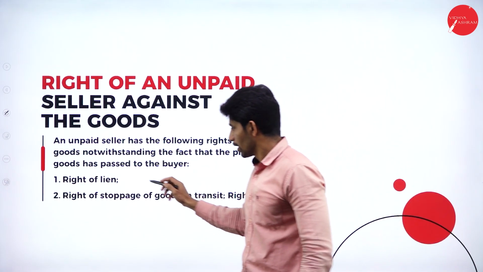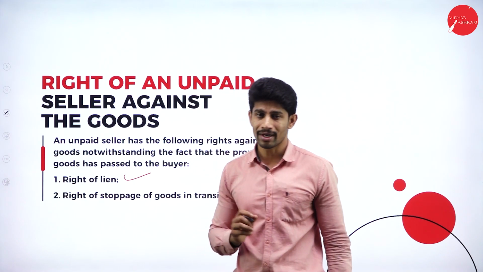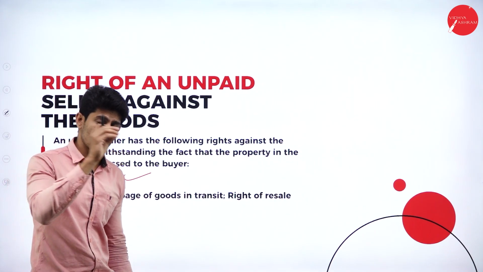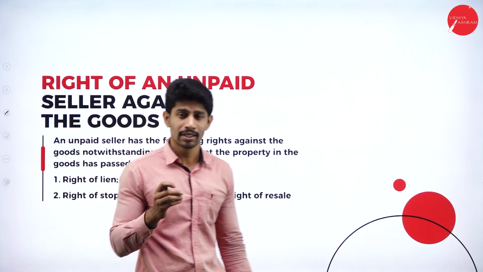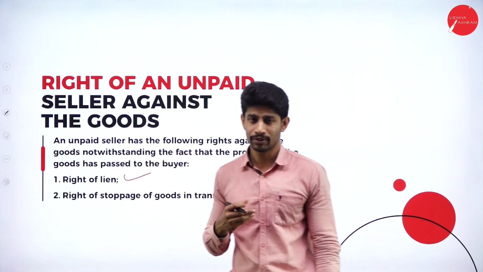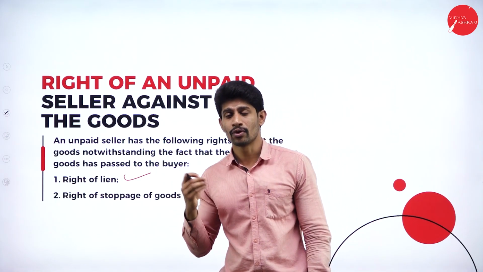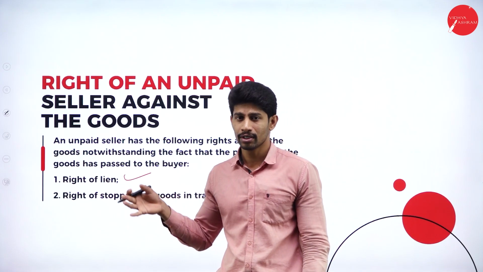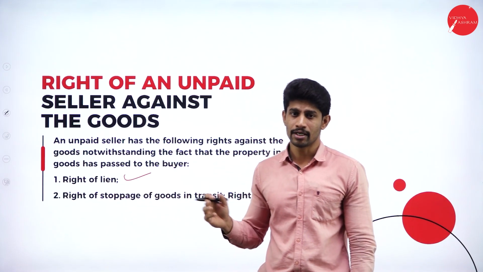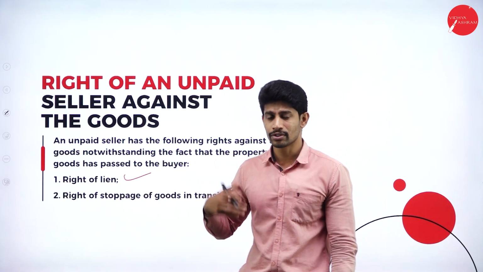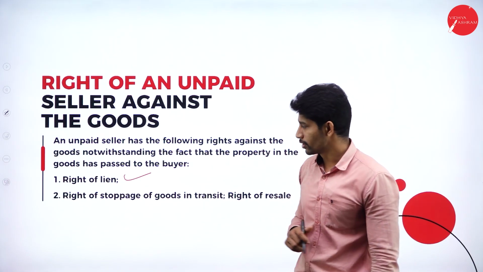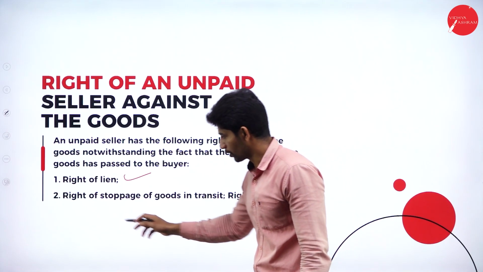Which are those? The right of lien. So what is this lien? Lien is nothing but this: whatever product we sold, if you have not received the debt with respect to that product, then the ownership still belongs to the seller only. I have sold on a credit basis, I sold the products on credit, yet the amount is not paid by the buyer. So I will still be in possession of the ownership of that particular product or goods.